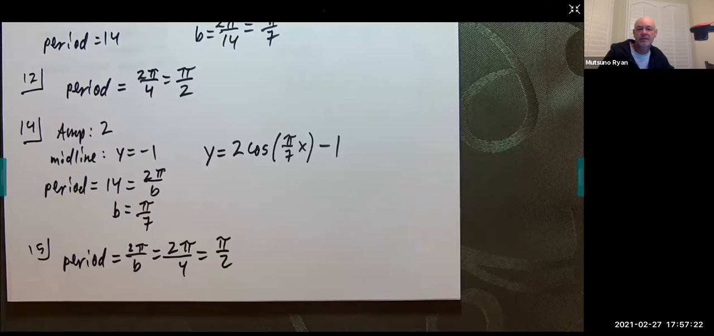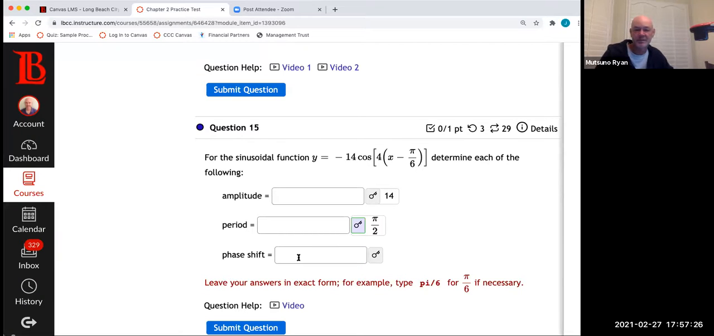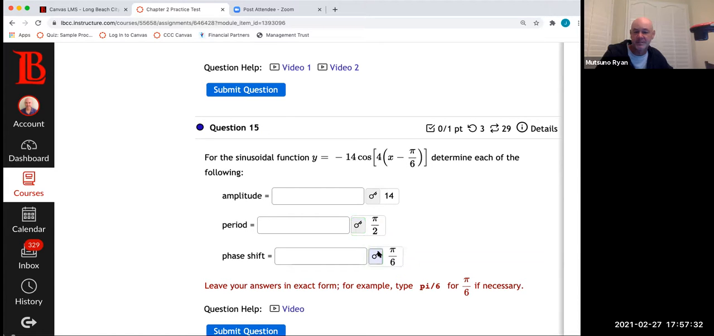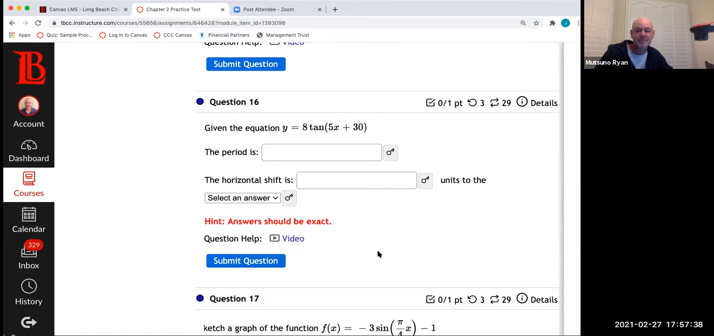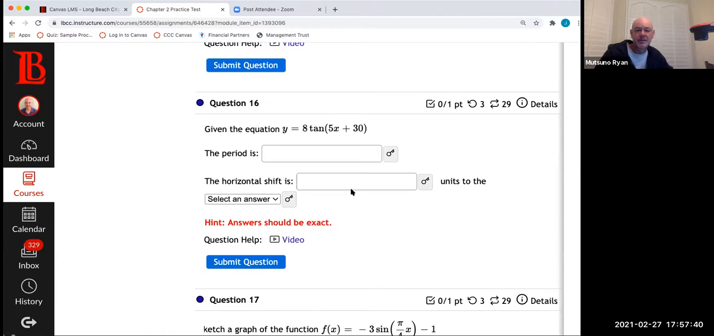And the phase shift, remember, is here. It's the opposite sign of what you see there. So it's going to be a positive pi over 6. All right, now tangent has a slightly different formula.